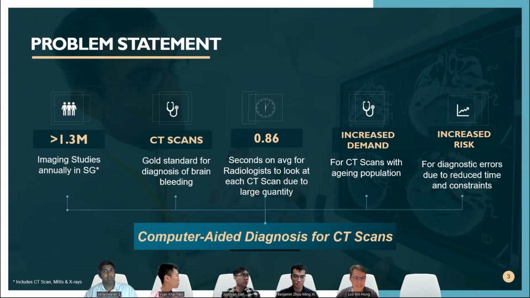But when MOH did our study, we foresee there is going to be an increase in demand for CT scans. This is because of the aging population, and there's a potential increase in the risk of diagnosis error due to the limited time radiologists have, plus other constraints. As what both Kin Hong and Dr. Ben said, we spent a lot of time defining our problem statements in order to use computer-aided diagnosis for CT scans. Yep. We really wanted to bridge technology with pathology by using neural networks to classify different types of CT scans.